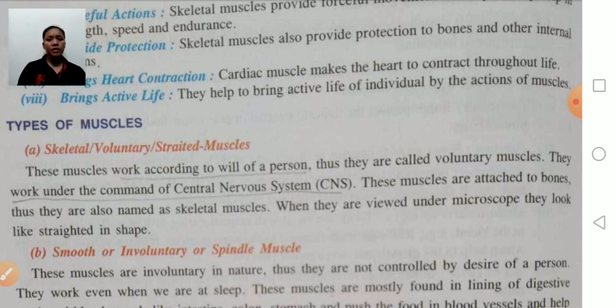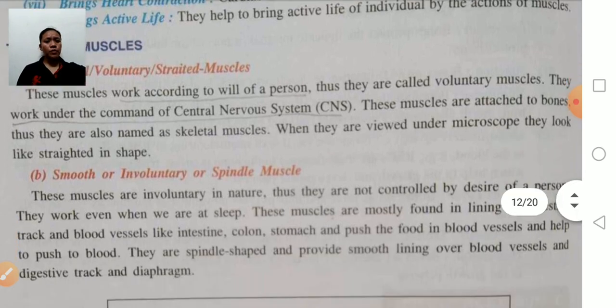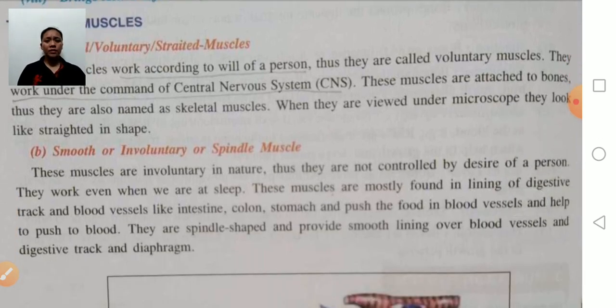Okay, skeletal, voluntary muscle, and this muscle works under the will of a person. This muscle works according to the will of a person, therefore it is called voluntary muscle. And when we look through the microscope, it looks straight in shape, therefore it is also known as straight muscle.